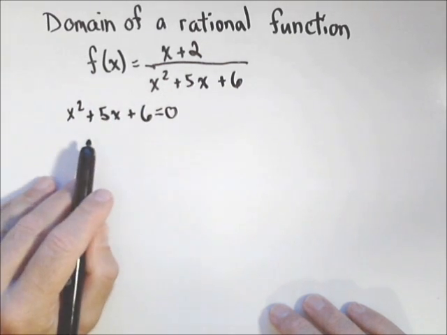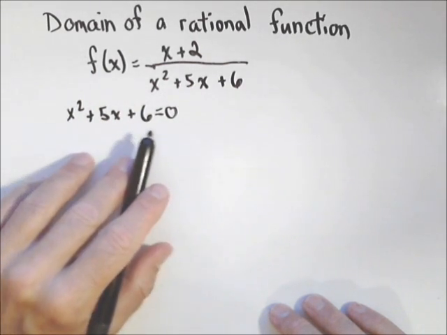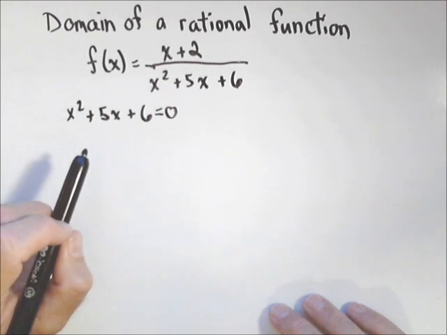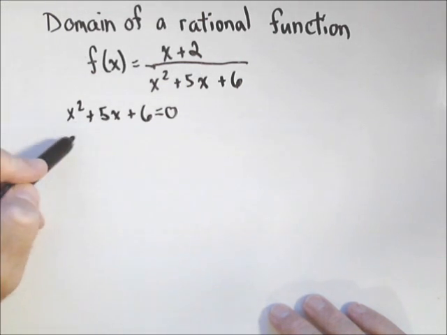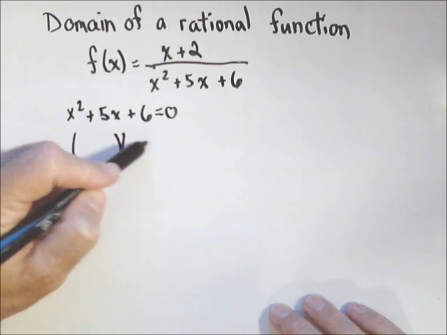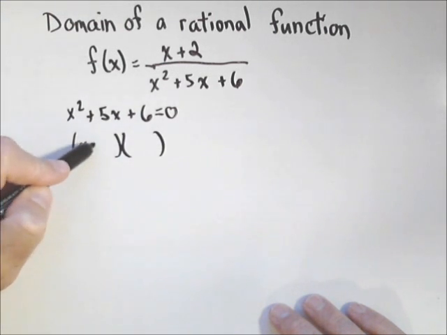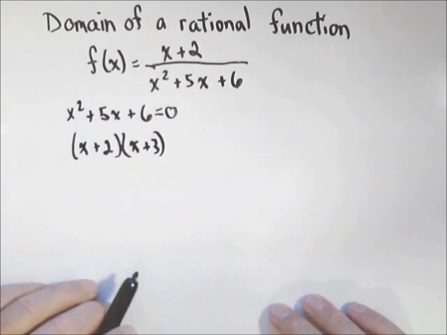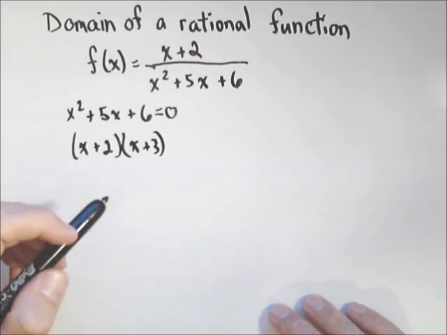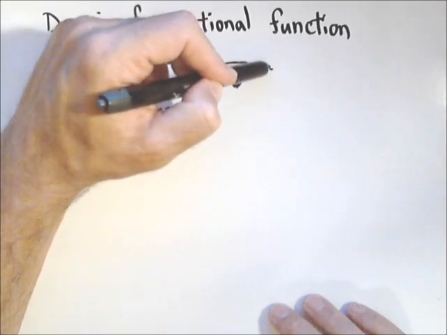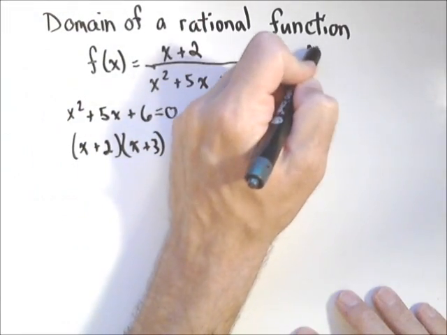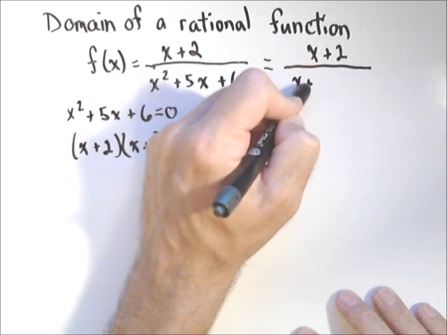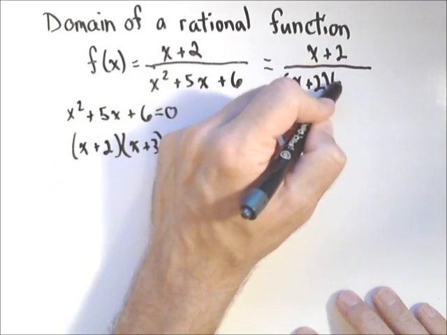In this case, we have a quadratic. So when we have a quadratic equal to 0, we can see if it'll factor. If it doesn't, we can use the quadratic formula. In this case, it'll factor. This one factors into x plus 2 times x plus 3. So we can rewrite our function as x plus 2 over x plus 2 times x plus 3.